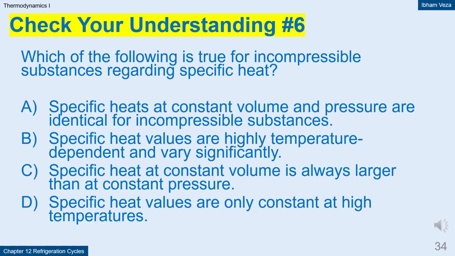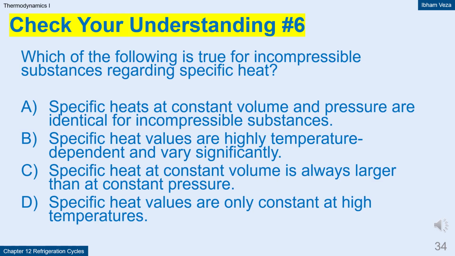B. Specific heat values are highly temperature dependent and vary significantly. This is incorrect because, for incompressible substances, the specific heat values are generally constant, with only slight temperature dependence. C. Specific heat at constant volume is always larger than at constant pressure. This is incorrect because, for incompressible substances, the specific heat values are equal, not one being larger than the other. D. Specific heat values are only constant at high temperatures. This is incorrect because, for incompressible substances, the specific heat values are constant across a range of temperatures, not just at high temperatures.